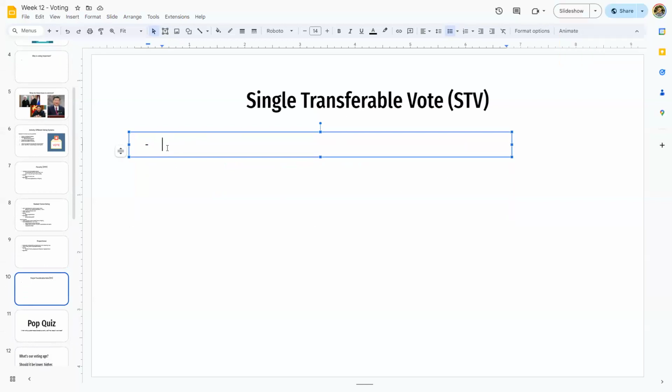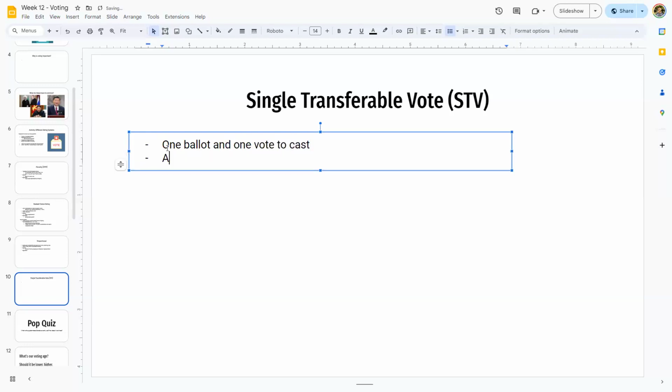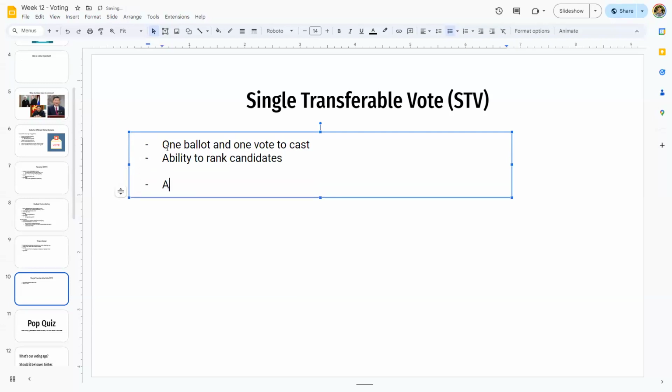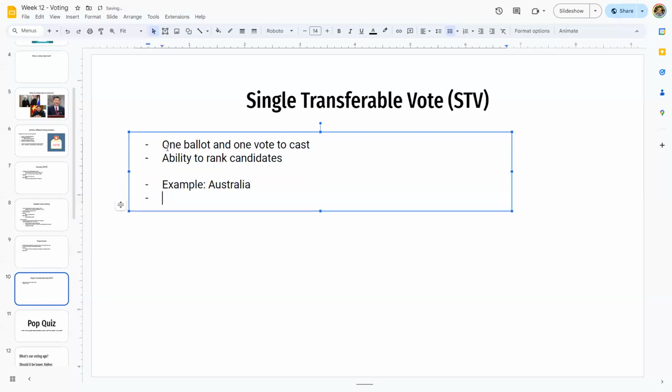Okay, single transferable voting is where you have one ballot and one vote to cast, but you have the ability to rank the candidates on your ballot. So if your top choice is eliminated or has already been voted into office, then your vote will go to your next top choice. A country that uses this voting system is Australia, and they use it to elect certain members of parliament, as well as in other jurisdictions.